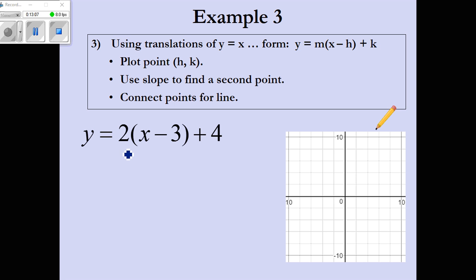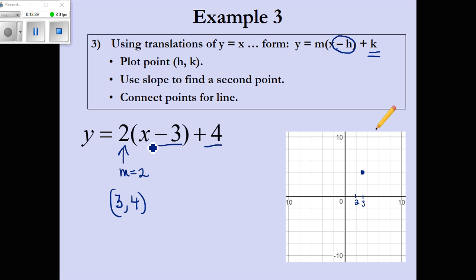So we know the 2 is our slope. And then this is our h and our k. But remember, we need to do opposite of h. So opposite of negative 3 would be 3. And then we take whatever k is, 4. Plot that point, (3, 4). So 3 is the x, this is by 2, and then go up 4. Make a point.